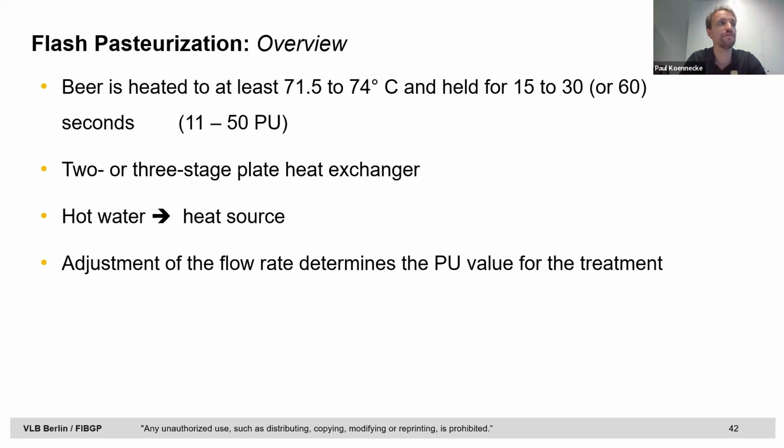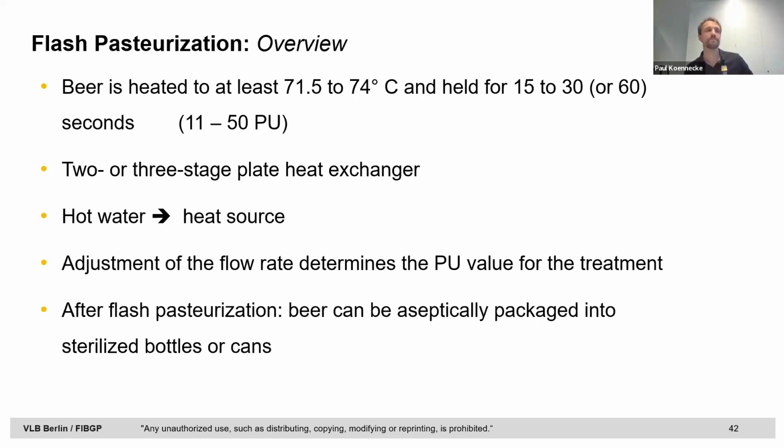And the adjustment of the flow rate: the hot water has always the same temperature and always the same flow rate while we exchange the heat with the beer, and we adjust the flow rate of the beer. Through this flow rate, we adjust the PU value for the treatment.